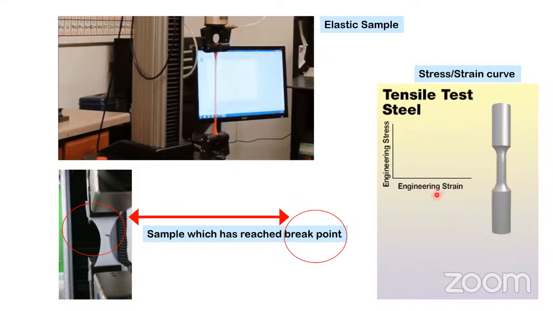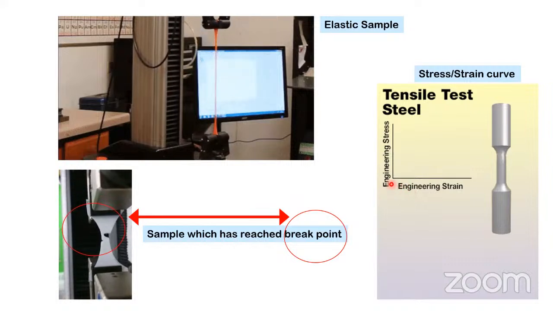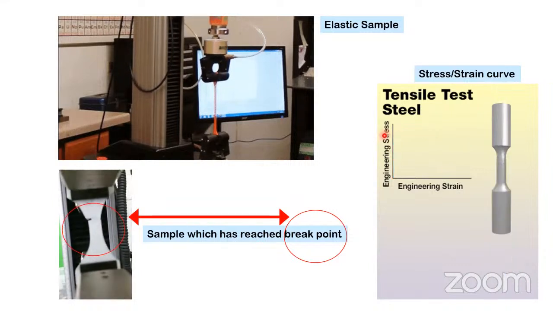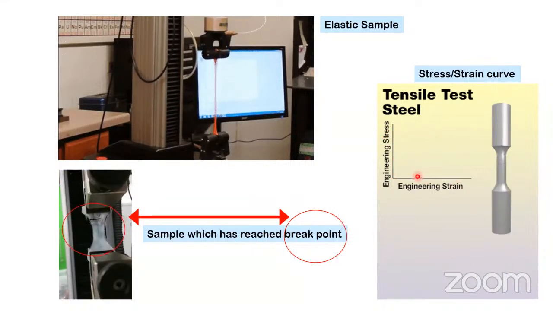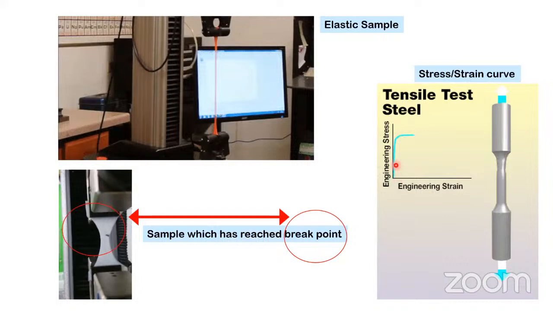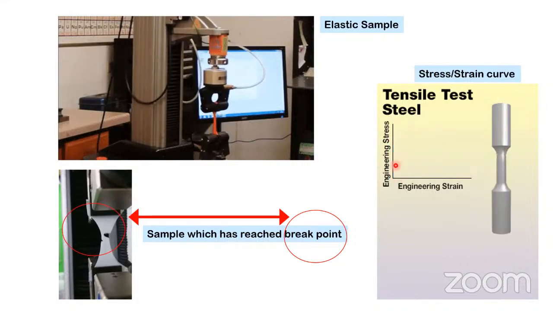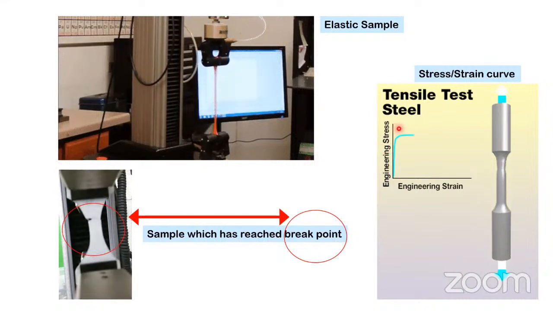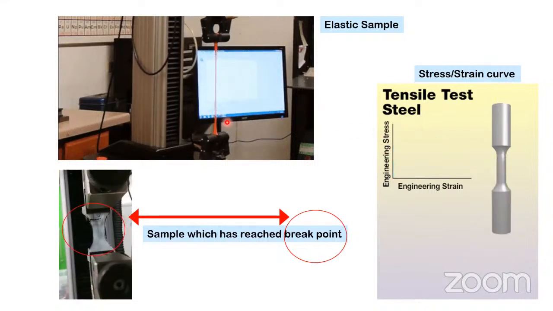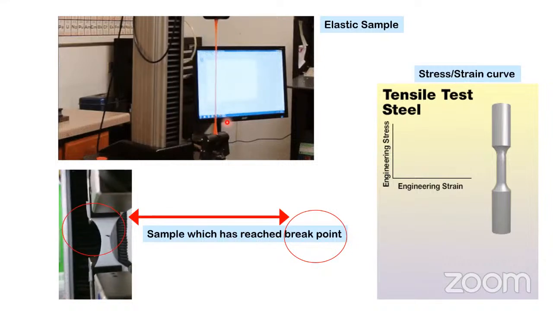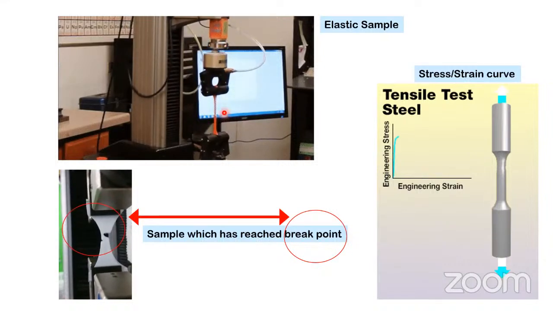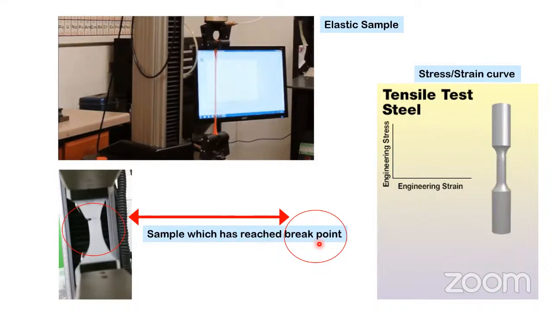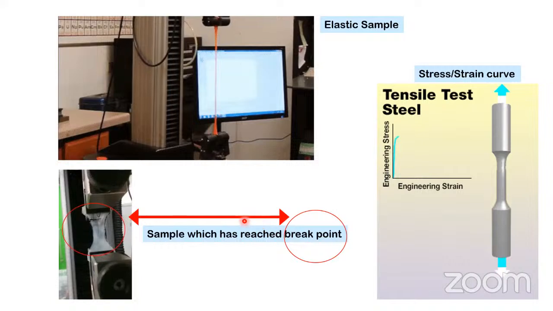If you see this graph, this is the engineering stress-strain curve, or we can simply call it a stress to strain curve. As we apply stress to the polymeric material, it goes upward, and after a certain point that polymeric specimen will break. So that point is the break point, or breaking yield, of the polymeric sample.